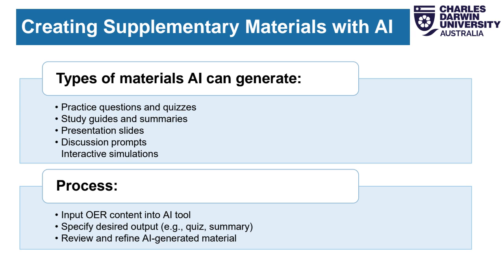So when we look at creating supplementary materials with AI, there are a number of different materials that AI can generate, such as practice quizzes and questions, study guides and summaries, presentation slides, discussion prompts, and interactive simulations. And the process, which is simplified on this slide, includes inputting OER content into an AI tool, specifying the desired output that you want to create, such as a quiz or a summary, and then reviewing and refining that AI-generated material.